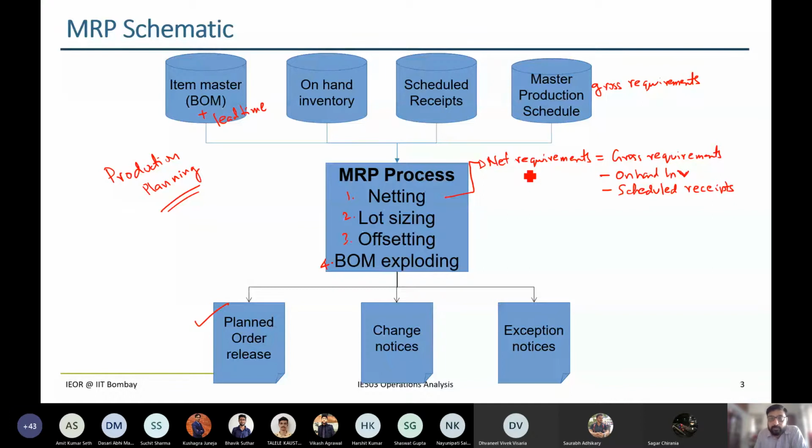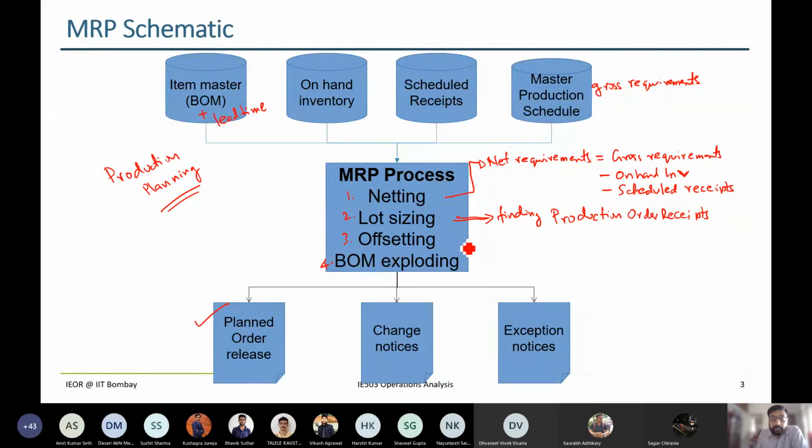Based on this net requirement, we are going to do what is called lot sizing. This is a key discussion for today's lecture. There are various approaches and heuristics to do this lot sizing. At the end of lot sizing, we will be finding what we call production order receipts. That's what we find at the end of this lot sizing.